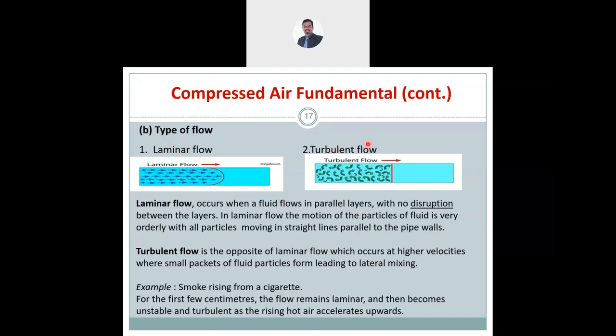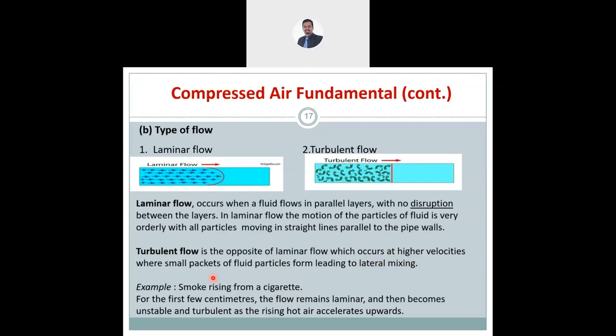Then you have turbulent flow. Turbulent flow is very uneven and uncontrollable. It is the opposite of laminar flow. Yes, lateral mixing, it's all mixed up. So it is not very smooth. You can see the example here.